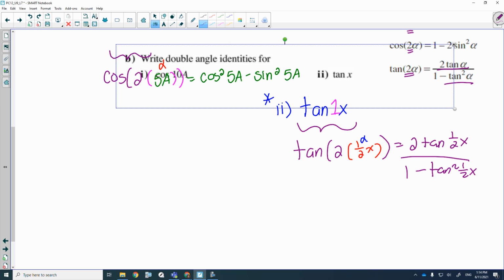So why do we do this? Why are we writing as a double angle? Where this is going to help is later on when we're solving for an exact value. You will want to switch out, let's say, the tan of x or the cos of 10a into its double angle identity so that you could find the exact value of something. That will be in the next lesson when we're going to start solving.